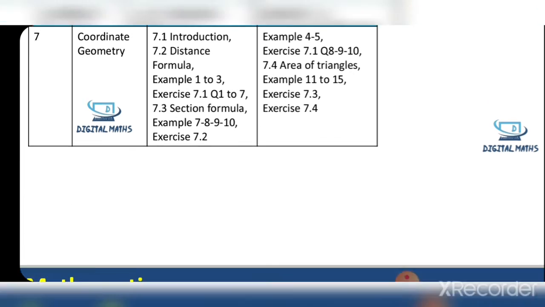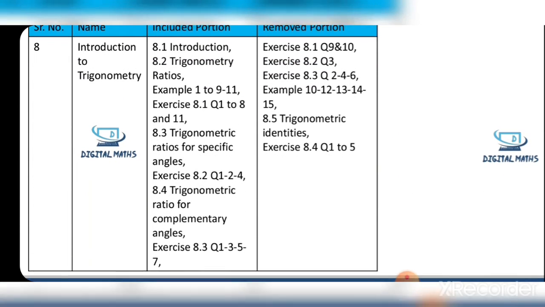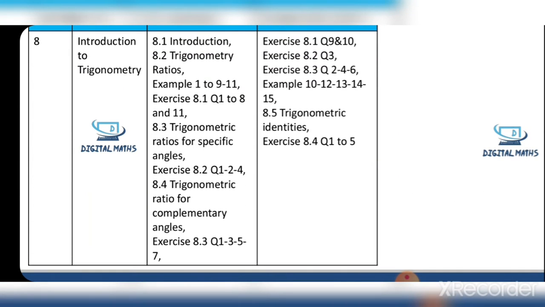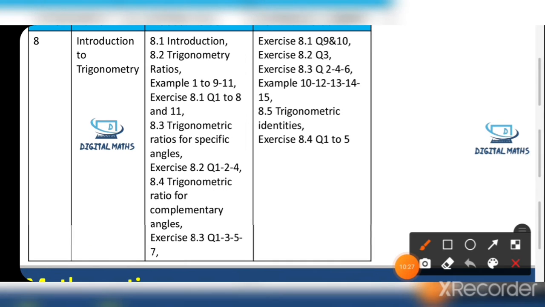Now we have to see chapter number 8, introduction to trigonometry, which is the included portion and which is the removed portion. First, the introduction, trigonometric ratios, examples 1 to 9, 11, exercise 8.1, questions 1 to 8 and 11. 8.3, trigonometric ratios for specific angles. 8.2, questions 1 to 3, trigonometric ratios for complementary angles.